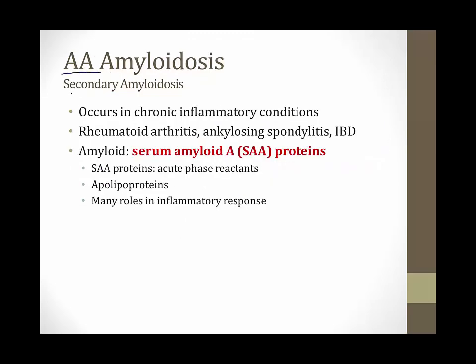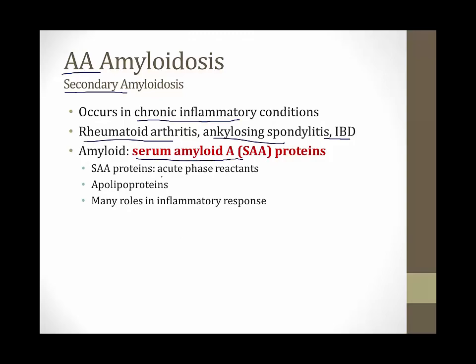AA amyloidosis is also called secondary amyloidosis, and the reason it's called secondary is because it occurs secondarily to chronic inflammatory conditions. It's common in conditions like rheumatoid arthritis, ankylosing spondylitis, and inflammatory bowel disease. The reason that patients with these chronic inflammatory disorders can develop this form of amyloidosis is because the amyloid proteins in this disorder are formed by proteins called serum amyloid A proteins.